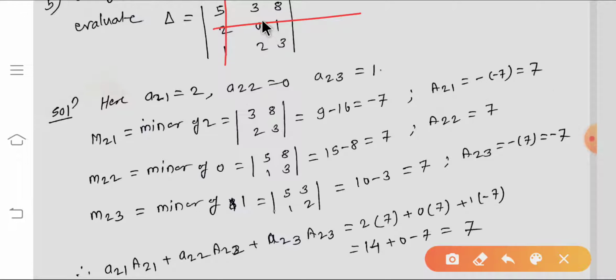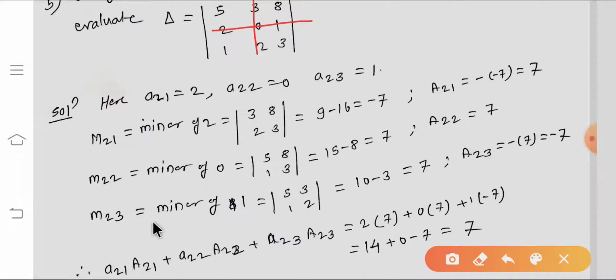M22 means the minor of this 0. The minor of 0 is the determinant neglecting the second column and second row. So the determinant of 5 8, 1 3 is 15 minus 8, equal to 7, and the sign of A22 is positive, so A22 comes to 7.